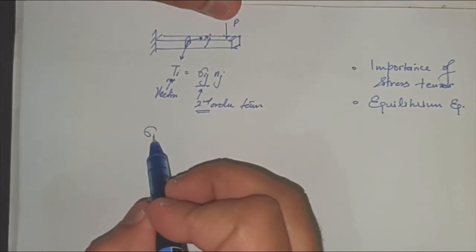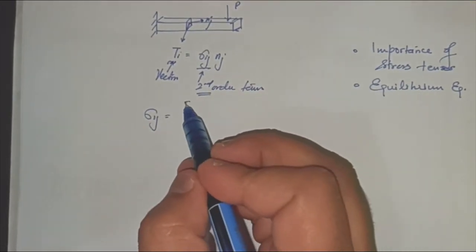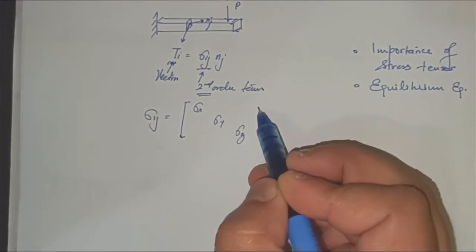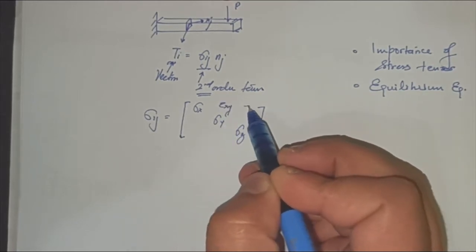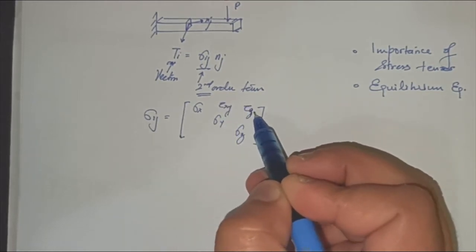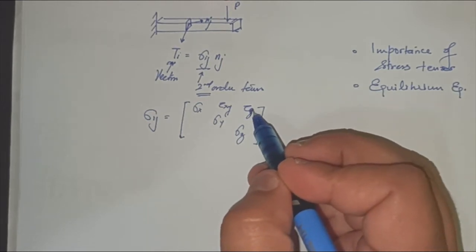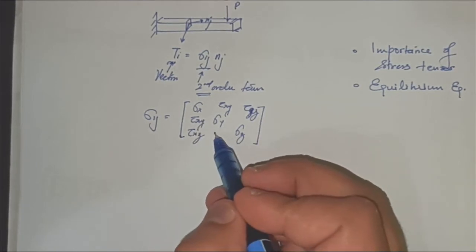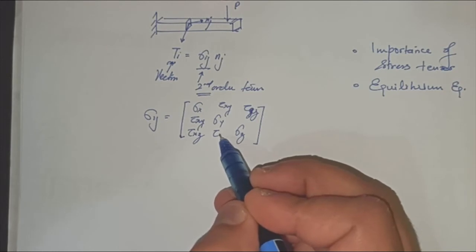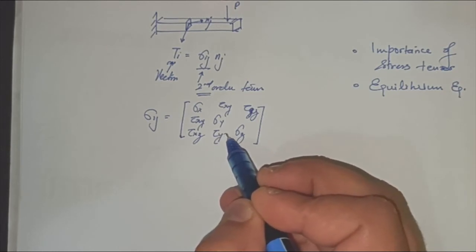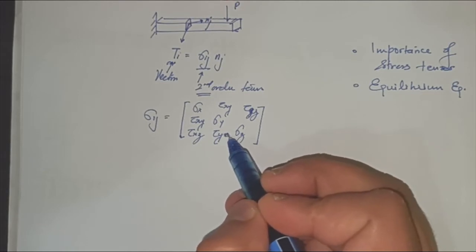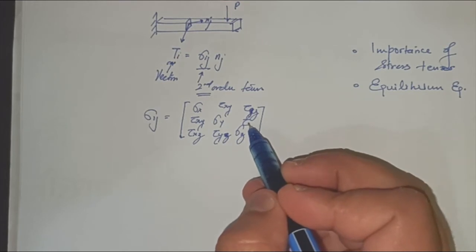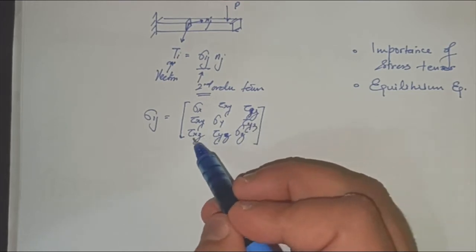So we know that the stress tensor sigma ij is equal to our normal stresses and some shear stresses: tau xy, tau xz, tau yx, tau yz, and tau zy. Both are the same, so we can write it like this.